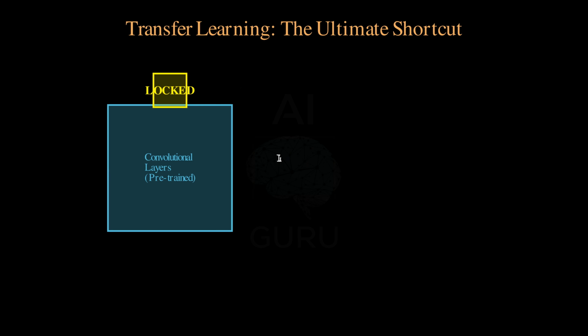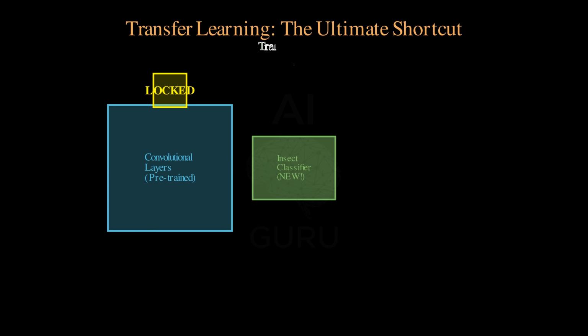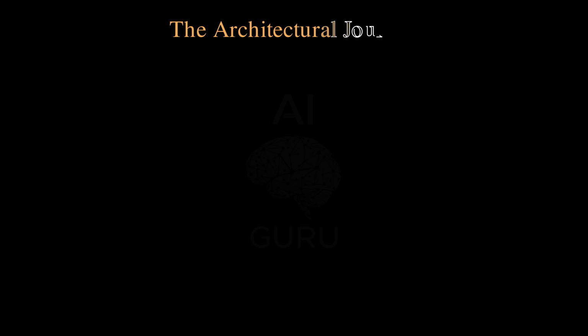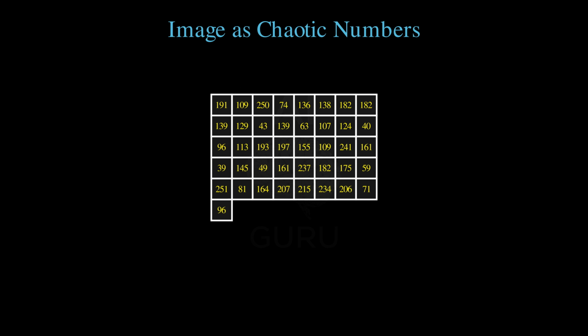So you're basically borrowing the model's eyes. That's a perfect way to put it. You borrow its ability to see, and you just retrain the part of its brain that makes the final decision. It's the ultimate shortcut. You're saying, I already know what features look like, just teach me how to combine them to identify this specific beetle.